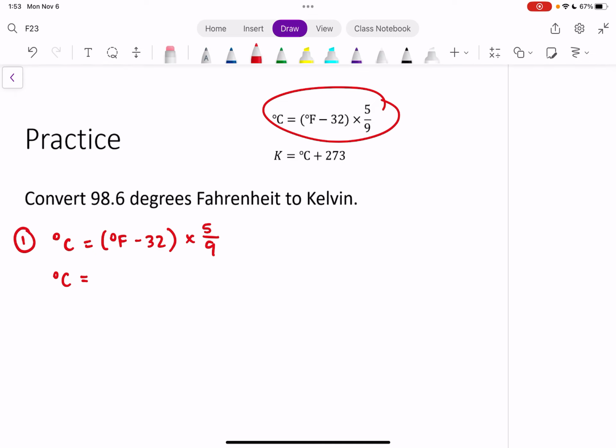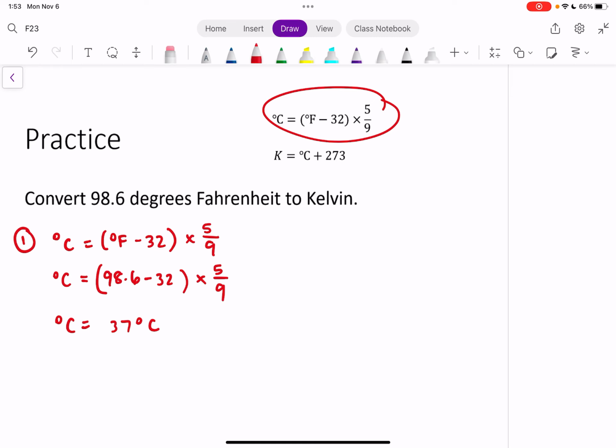So now we've got to just plug and chug. We've got 98.6 minus 32, just plugging our number in there, times 5/9. So 98.6 minus 32 times 5 divided by 9. And I like to put that fraction in parentheses in my calculator, so that I can do it all in one step and still obey PEMDAS. So that gives us 37 degrees Celsius.